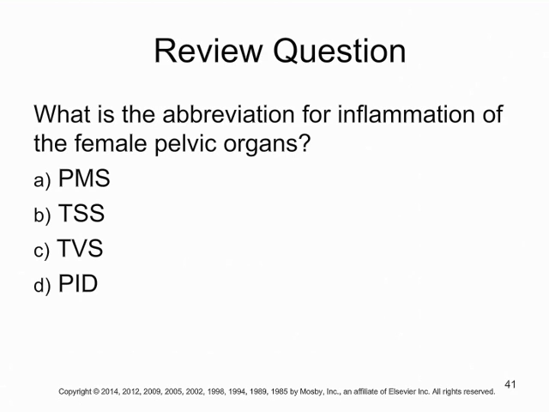Which is the abbreviation for inflammation of the female pelvic organs? Is it PMS, TSS, TBS, or PID? Well, the correct answer is PID, meaning pelvic inflammatory disease. PMS, we just talked about, means premenstrual syndrome. TSS was toxic shock syndrome, and TVS was transvaginal sonography.